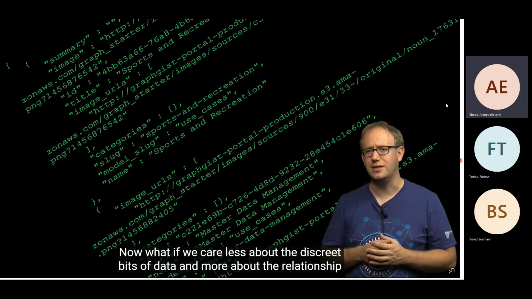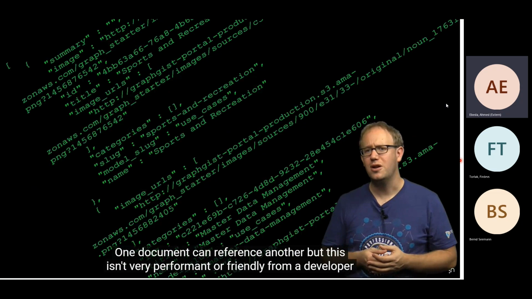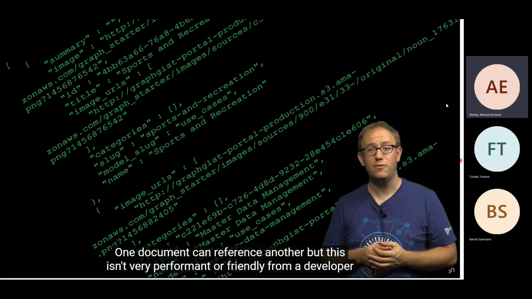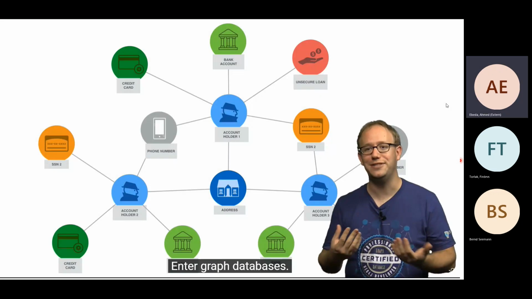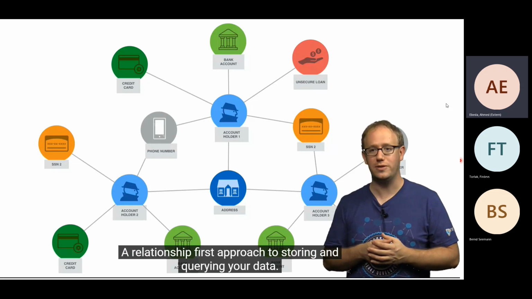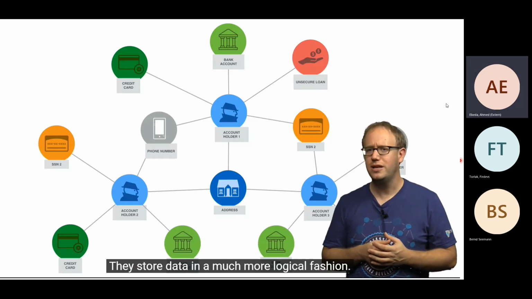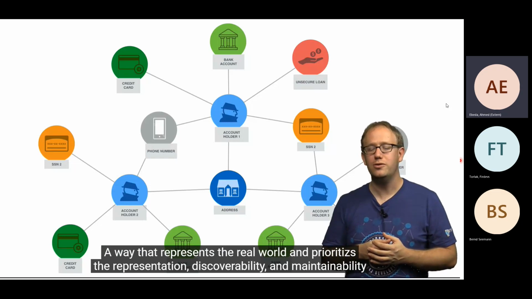Now, what if we care less about the discrete bits of data and more about the relationship between our data? One document can reference another, but this isn't very performant or friendly from a developer perspective. Enter graph databases, a relationship-first approach to storing and querying your data. They store data in a much more logical fashion, a way that represents the real world and prioritizes the representation.